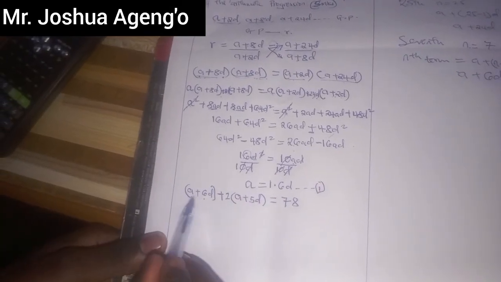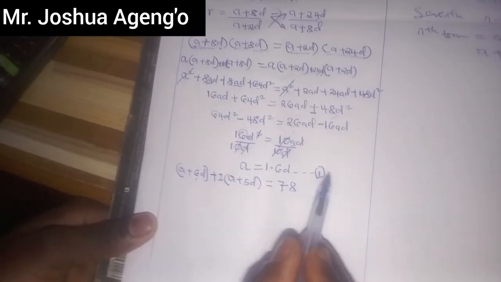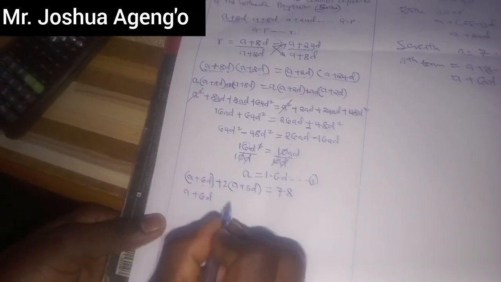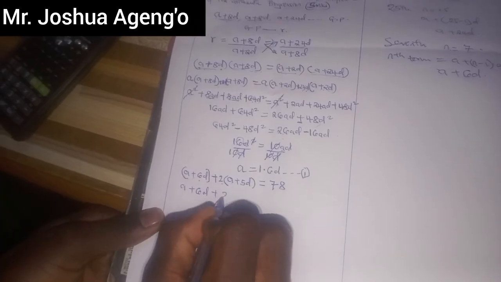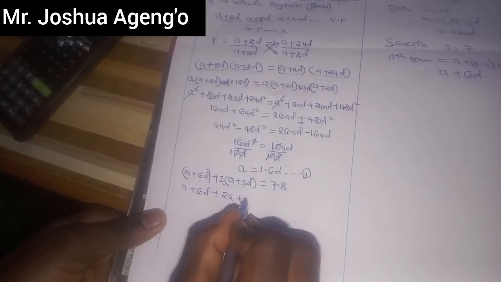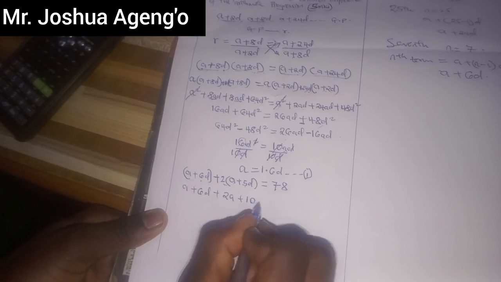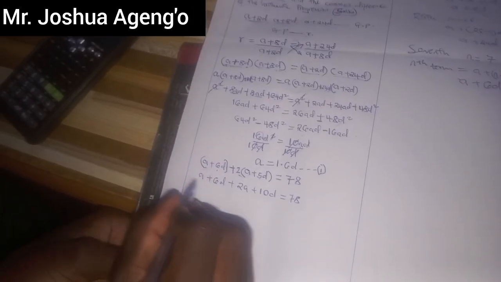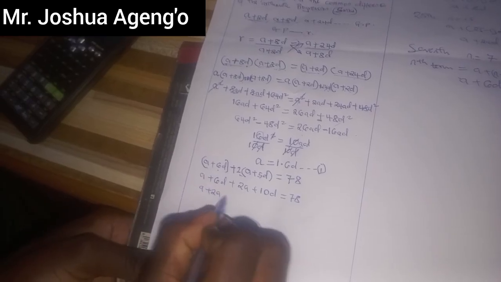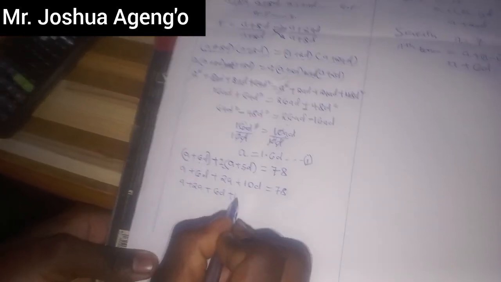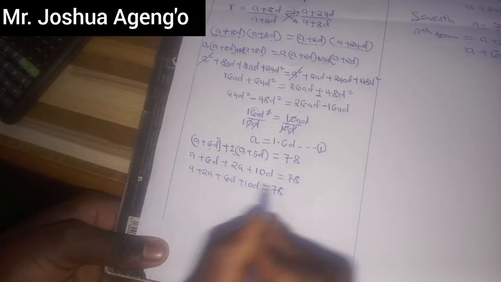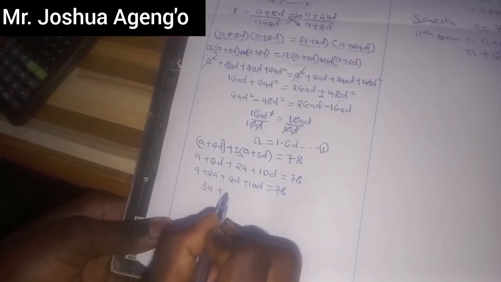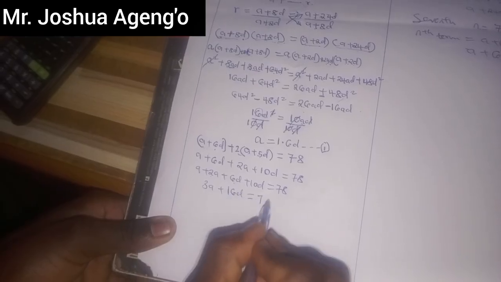So if I open these brackets, then I'll have the second equation. I'll have A plus 6D plus 2 times A plus 2 times 5D is equal to 78. From this, I can collect the like terms. I'll have A plus 2A plus 6D plus 10D is equal to 78. I proceed. A plus 2A will be 3A plus 16D is equal to 78.